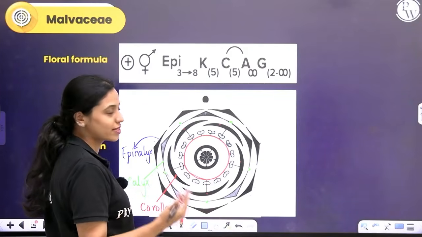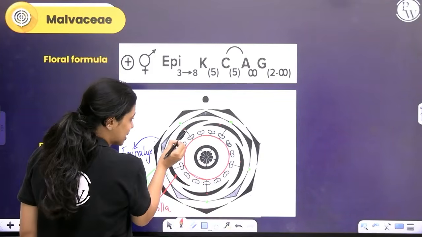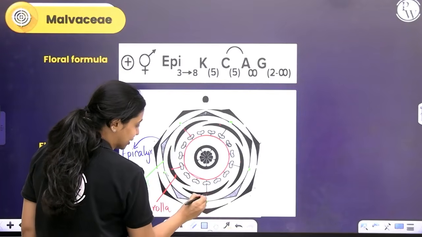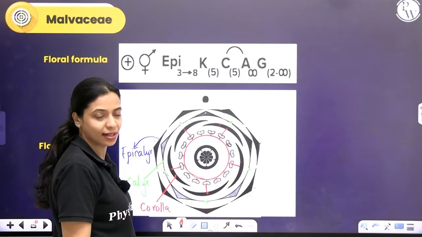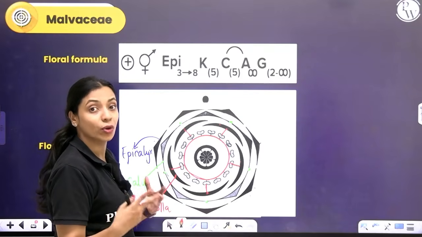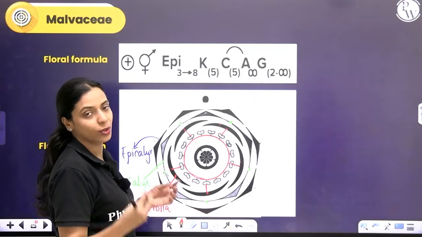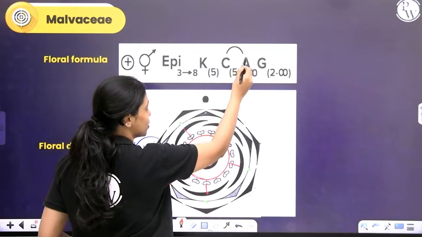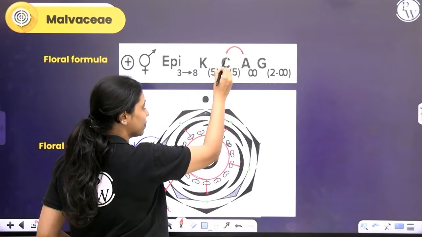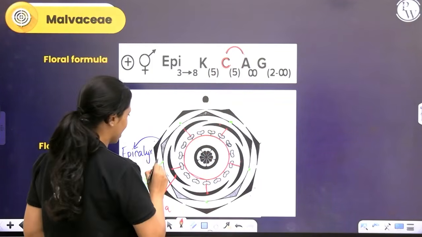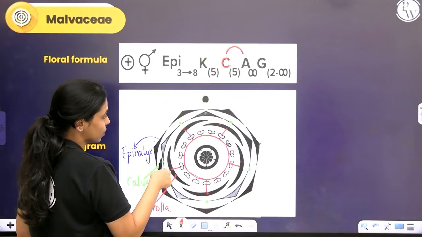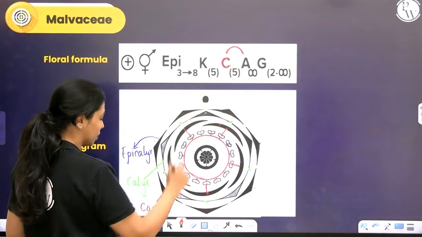Also, we saw how this is polypetalous. So you can see this line connecting the petals to the androecium, that represents that it is polypetalous. How do you represent this in the floral formula? In the floral formula, whenever there is a polypetalous condition, from the androecium to the petals or the corolla, a line is drawn. Okay, so here we are saying that the calyx is fused and the corolla is free.